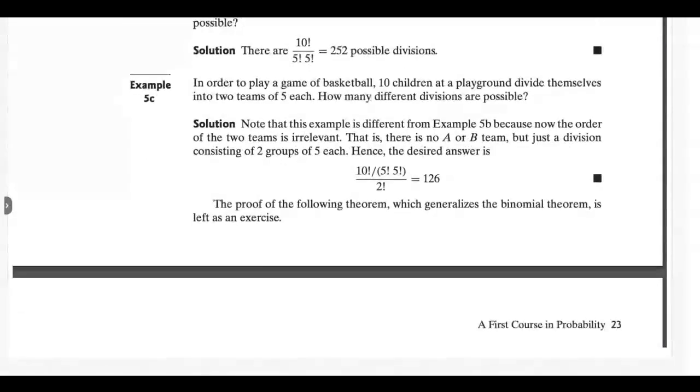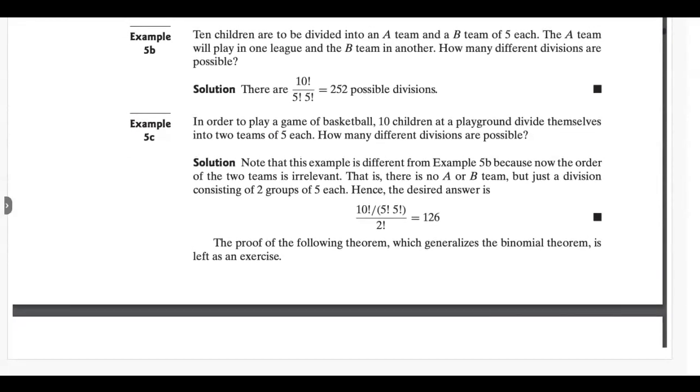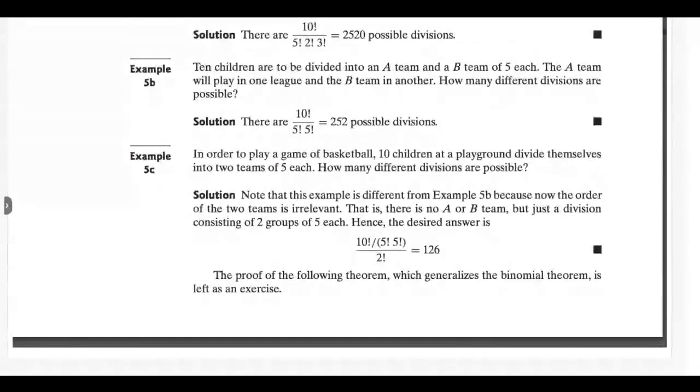5C. In order to play a game of basketball, 10 children at a playground divided themselves into two teams of five each. How many different divisions are possible? Okay, let's see the difference. I didn't see the difference from 5B. Okay, let's read these notes.